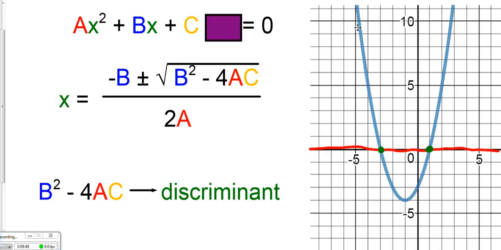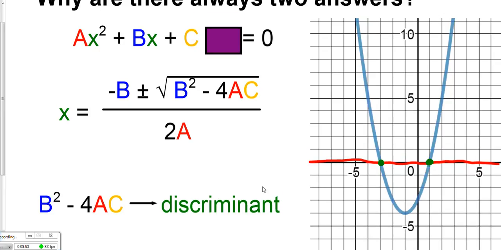Now, you might think, well, all of these parabolas are going to touch twice, right? Doesn't it just make sense to have only the one? Well, not quite. Let's think about it. If this square root is a positive number, like 16, the square root of 16 is either positive or negative 4. Positive 4, negative 4.